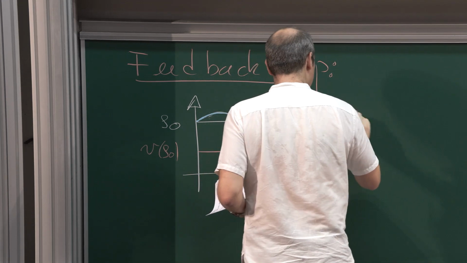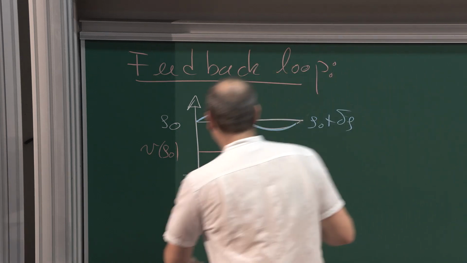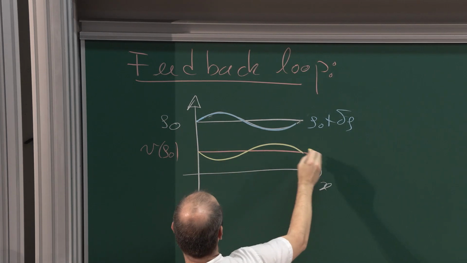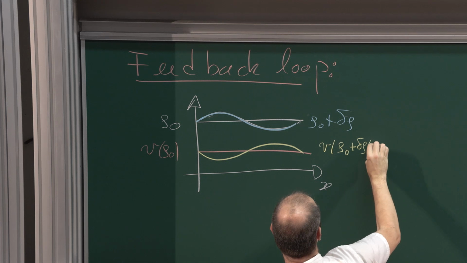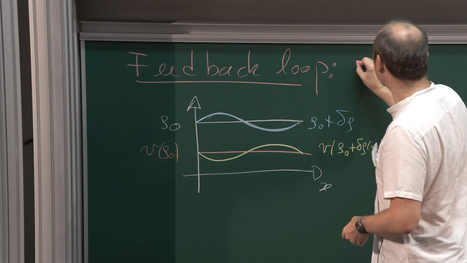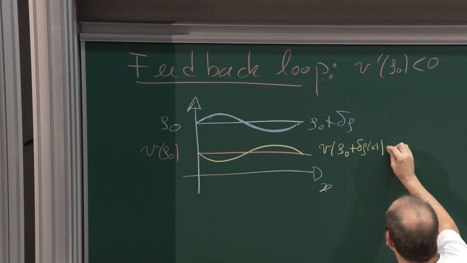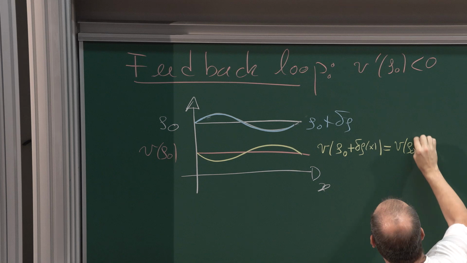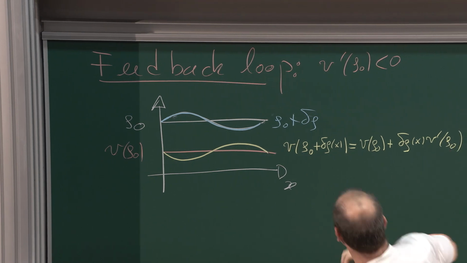Rho naught plus delta rho. Because I have a fluctuation of the density, I will get a fluctuation of the speed. So this will lead to a new speed, which is V of rho naught plus delta rho of R, of X. And again, because I assume repulsive interaction, I have this V prime of rho naught, which is negative. Now, if delta rho is small, I can expand. And this is essentially V of rho naught plus delta rho of X, V prime of rho naught.